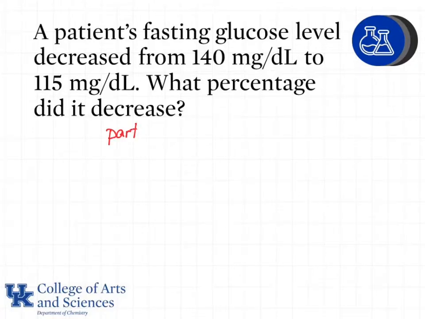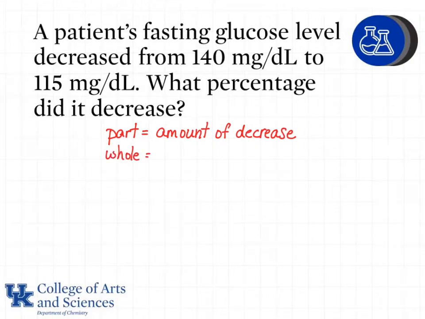So when we look at part, what it really is going to be is the amount of decrease for this problem. So anytime we're talking about a percent change, the amount of change will always be the part in our equation. The whole will always be the original amount. Where did it start and where did it go from there? So the whole is always the original amount. It doesn't matter whether the original amount is smaller or larger than the final amount. We always start with the original amount as our whole number.